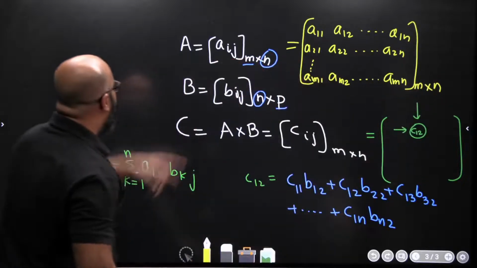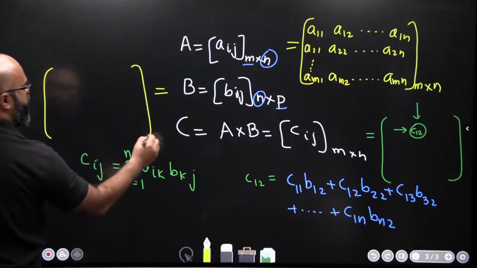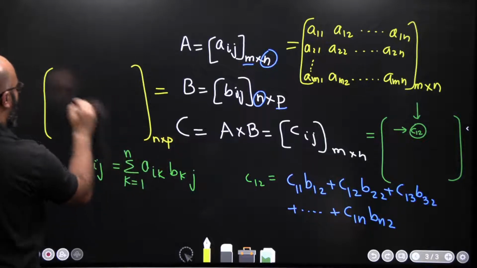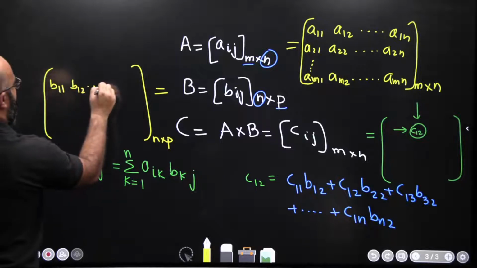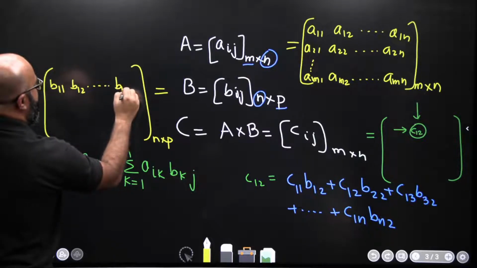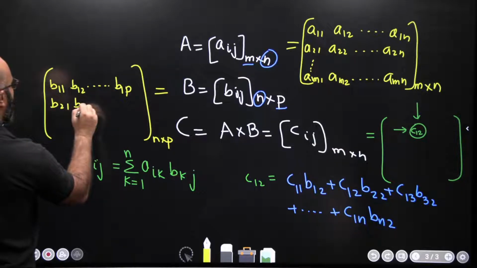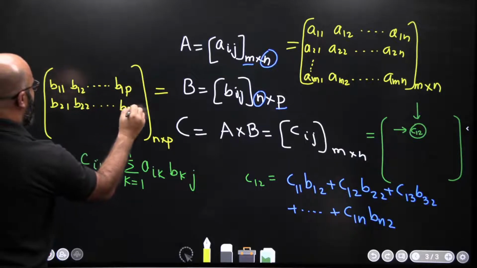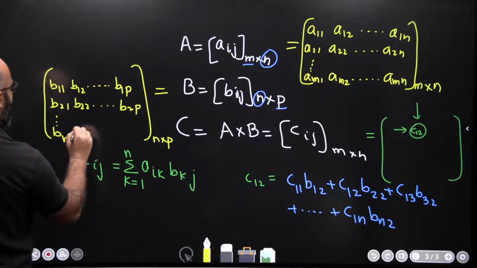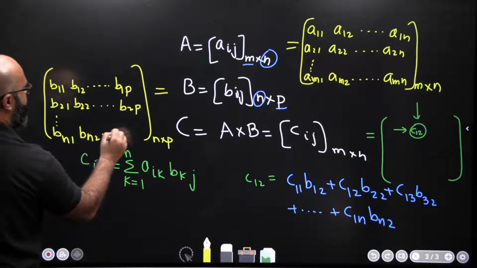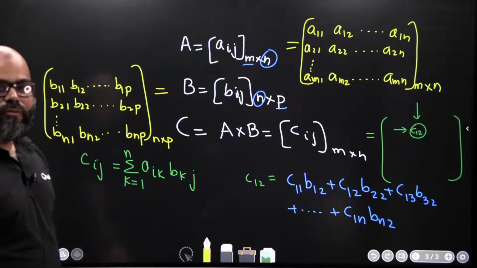Now what is the B matrix? B matrix I am writing it here. So the B matrix is an N cross P matrix. So B11, B12 and B1P, and B21, B22, B2P, and so on till Bn1, Bn2, Bnp. So we have these two matrices before us.